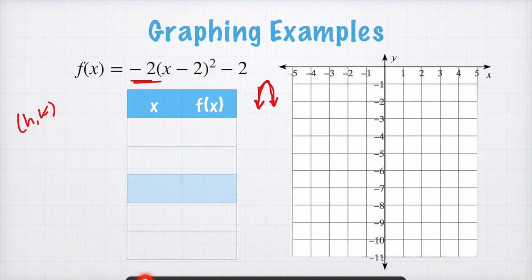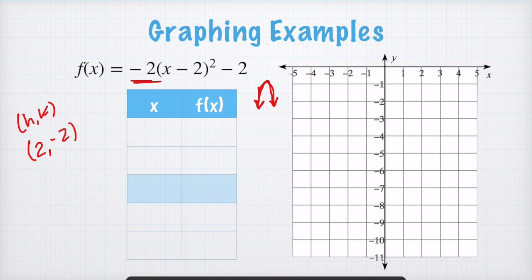Remember, we want to take the opposite of it. So the value of h is 2. And here we have our k, and the value of k is negative 2. It's outside of those parentheses, so we don't care. It can stay the way it is.